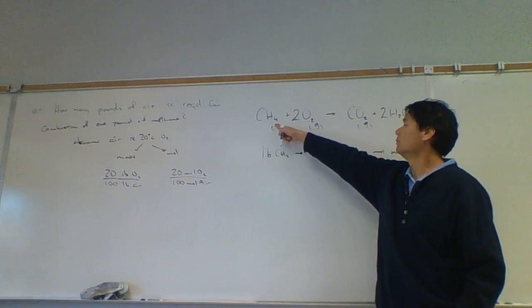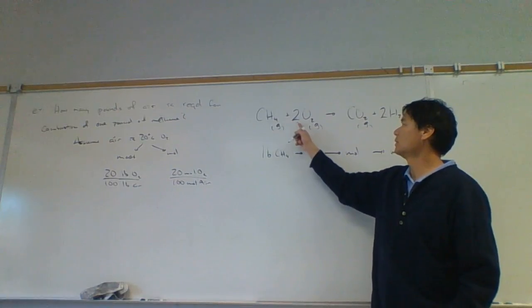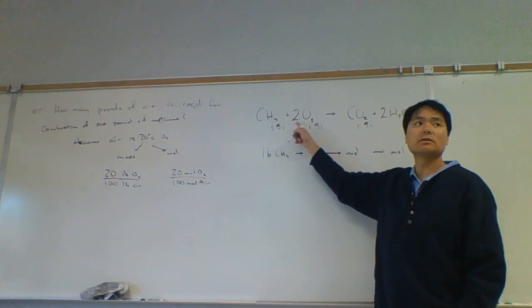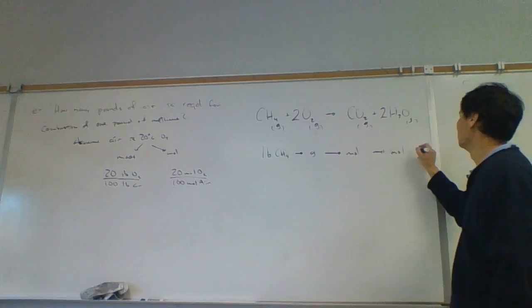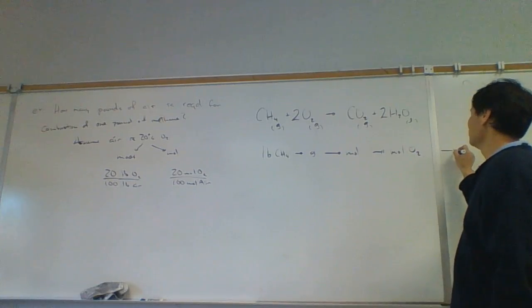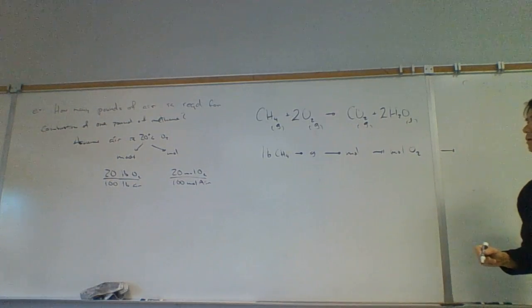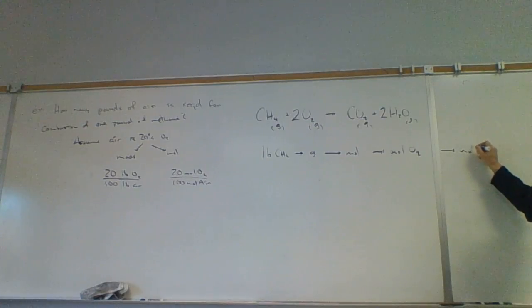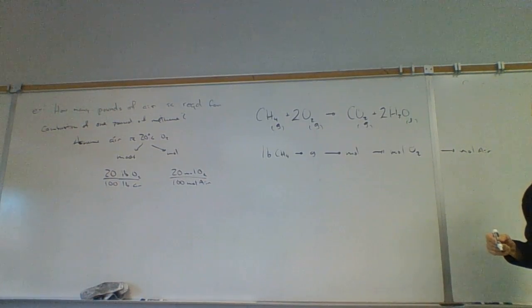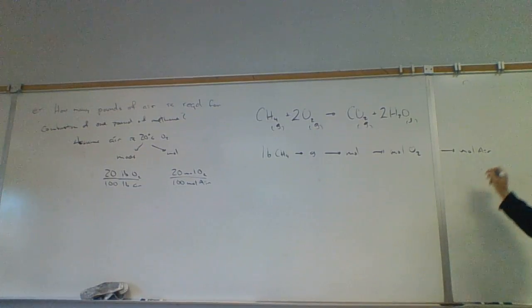well, it's a 1 to 2 ratio here, so we can go from moles of methane to moles of oxygen. It's a 1 to 2 ratio, so we'll go to moles of O2. From moles of O2, we can go to moles of air. But how are we going to get from moles of air to grams of air? We need the molar mass of air.